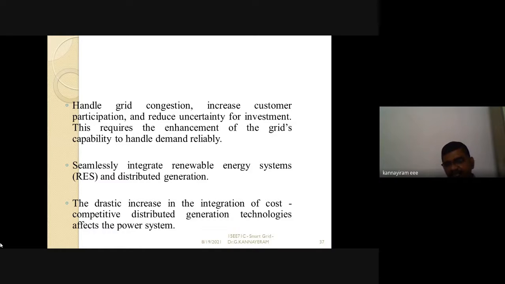Seamlessly, you can integrate the renewable energy systems and distributed energy generation, that is RES. Seamlessly, we are going to integrate renewable energy sources like solar and wind, and also provide some distributed generation. Suppose there is a drastic increase in the integration of cost-competitive distributed generation, that is also going to affect the entire power system performance.